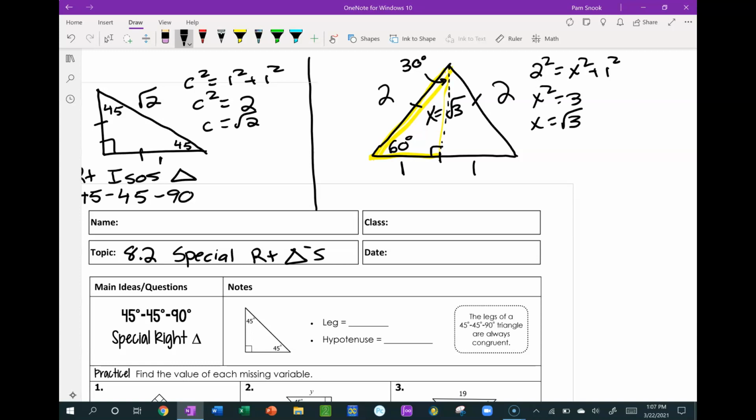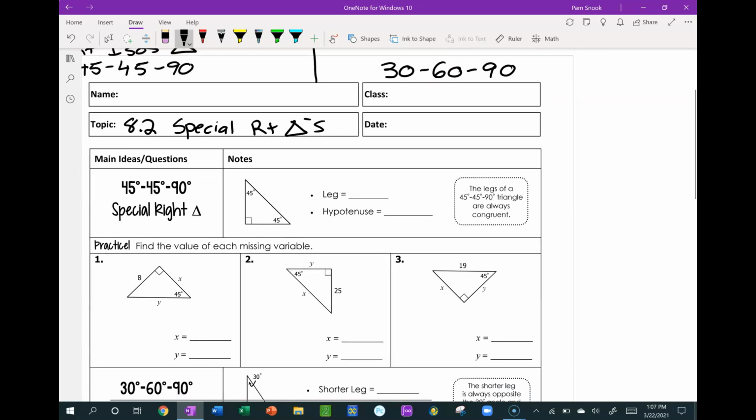So I can do the Pythagorean theorem, or I can use the shortcut, and I'll show you that in just a moment. This kind of triangle, the one I've highlighted, is the second kind of special right triangle, a 30, 60, 90 degree triangle, again referring to the angles. So let's go ahead and do some problems.